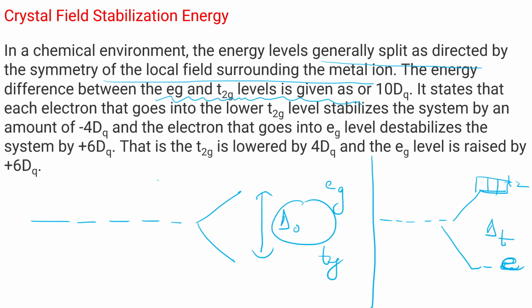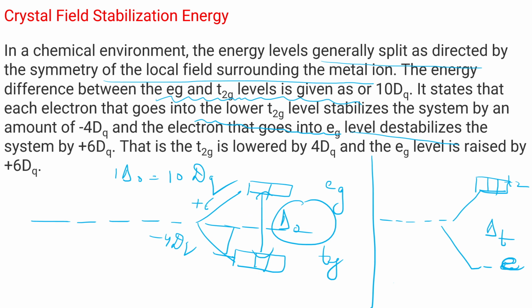This splitting is defined as 1 delta naught is equal to 10 Dq. Each electron that goes into the lower T2g level stabilizes the system by an amount of minus 4 Dq, and the upper Eg level is destabilizing by plus 6 Dq. In the case of a tetrahedral complex, the stabilization is by minus 6 Dq and the destabilization is by plus 4 Dq.